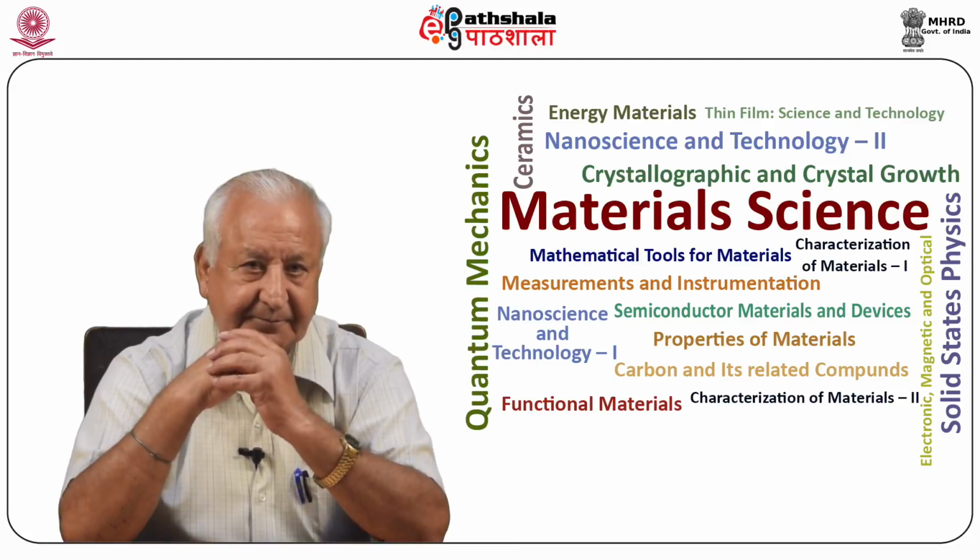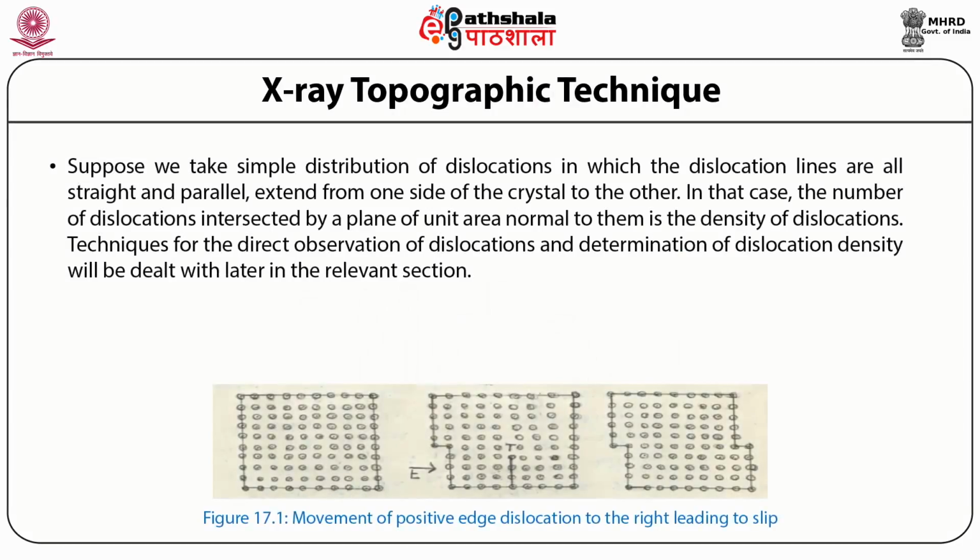Suppose we take a simple distribution of dislocations in which the dislocation lines are all straight and parallel, extending from one side of the crystal to the other. In that case, the number of dislocations intersected by a plane of unit area normal to them is the density of dislocations. Techniques for the direct observation of dislocations and determination of dislocation density will be dealt with later in the relevant section.